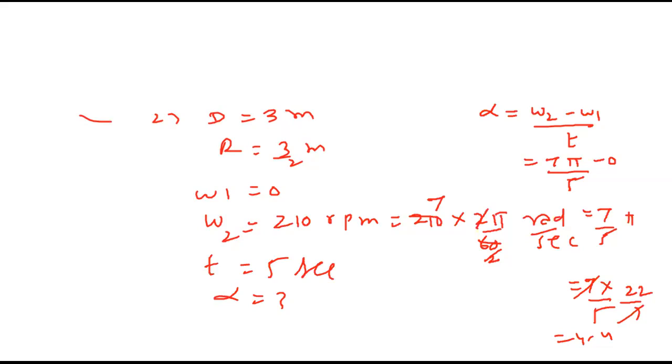Done, sir. Read the next one. A particle is moving in a circle of radius r centered at O with constant speed v. What is the change in velocity in moving from A to B if angle AOB is 60 degrees? Okay. Constant speed means it is UCM.